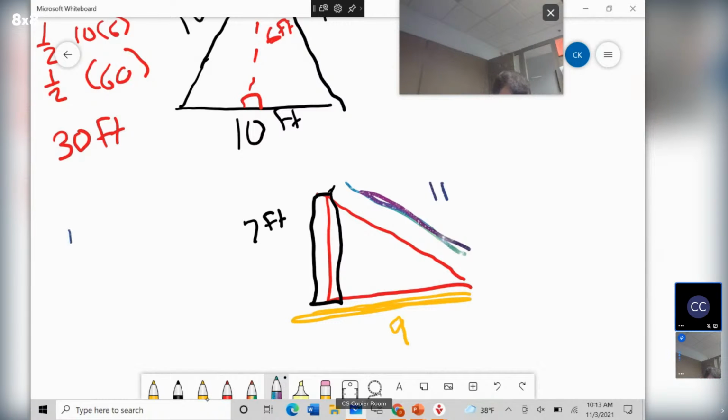So in this case, it would be 1/2. The base is 9, and the height is 7. 7 times 9 is 63, and 1/2 of that would be 32.5 feet.